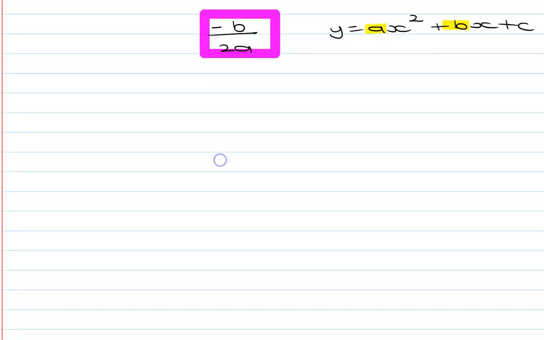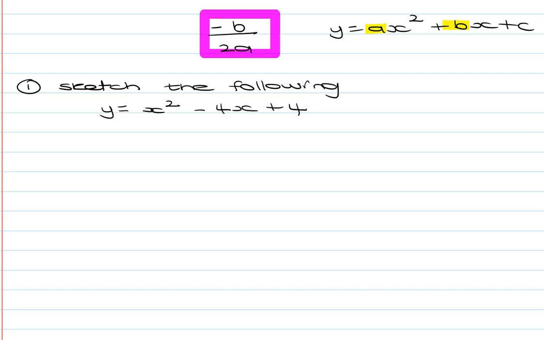Let's go into an example where I show you how to sketch a graph. So we're going to sketch the following. I'm going to do the equation y equals x squared minus 4x plus 4. So first of all, I'm going to write down what a is, what b is, and what c is. And I always write this just over here on the left, just for my purpose. So a equals 1, b equals -4, and c equals +4.